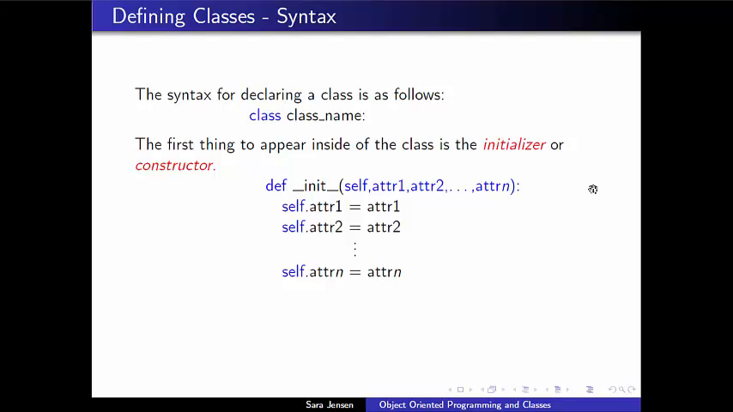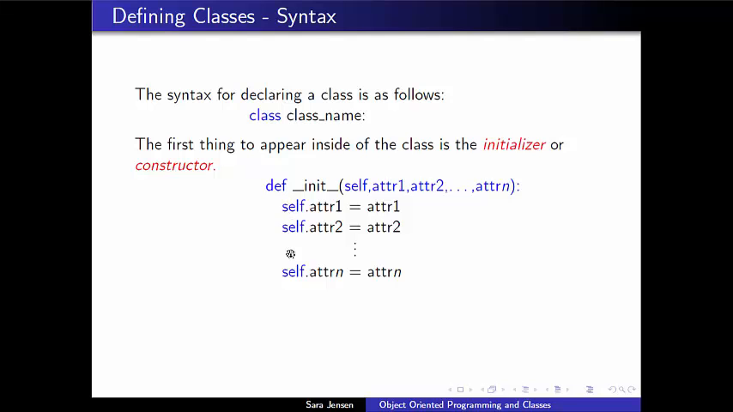The very first thing that we want to appear inside of the class is what's called the initializer, or sometimes the constructor. And you can see that this word init that we need is coming from the word initializer. So what we're doing is defining a function, which is the initializer function, that needs the attributes of the class to be passed into it as arguments. Now you'll also notice that the very first argument to our initializer function is something called self, which is another reserved word in Python that we'll discuss a little more in the next video.